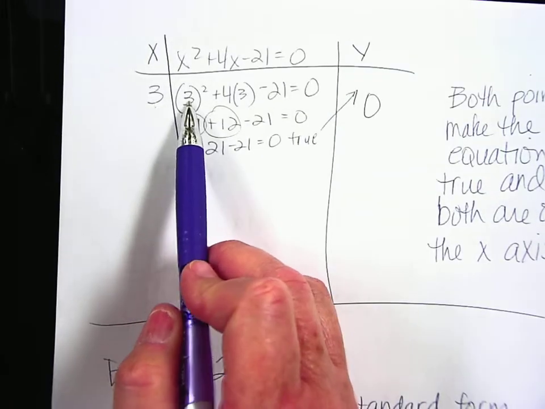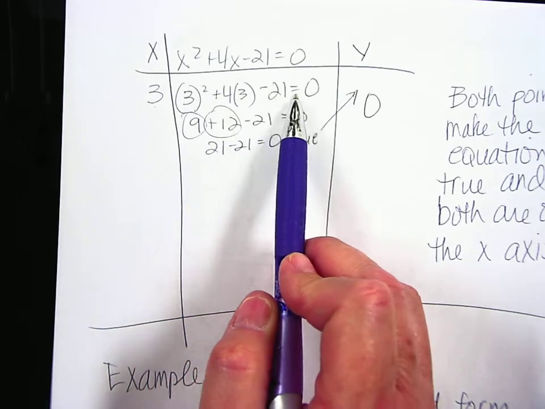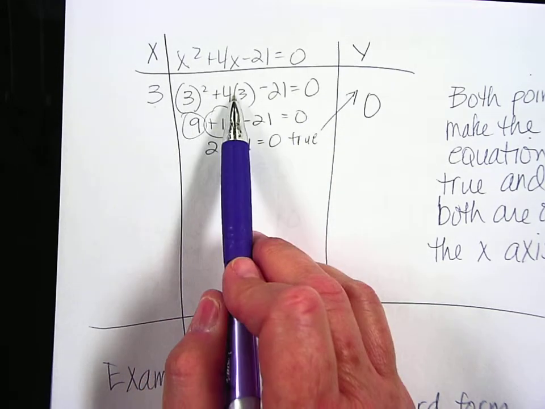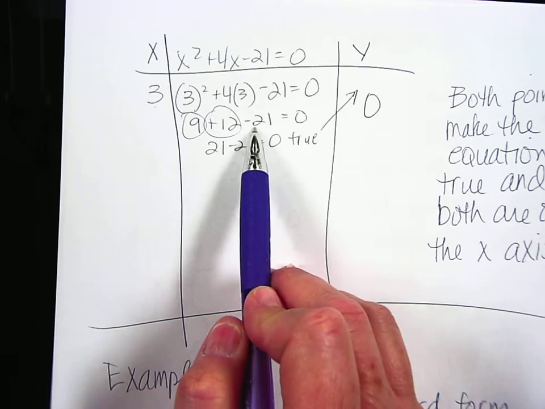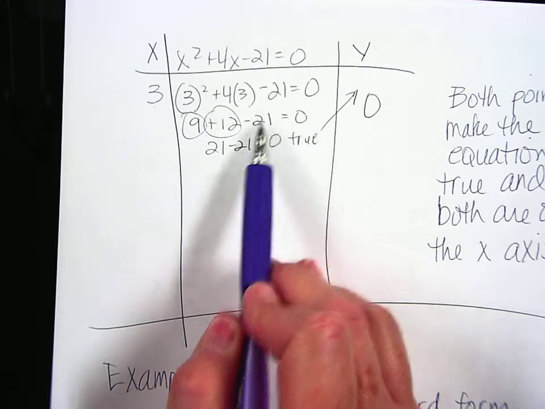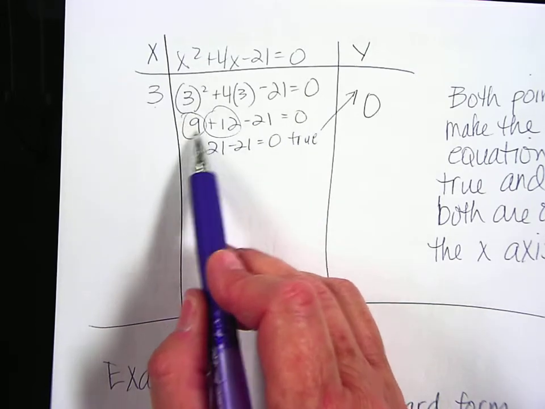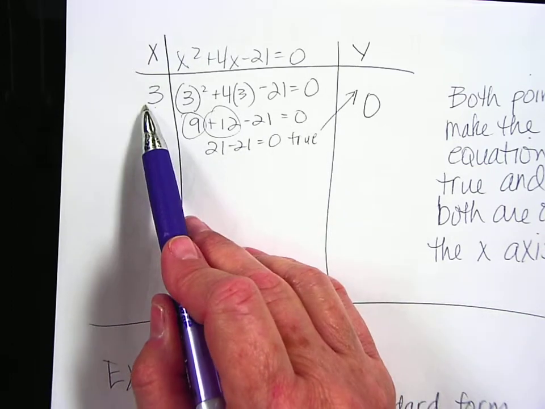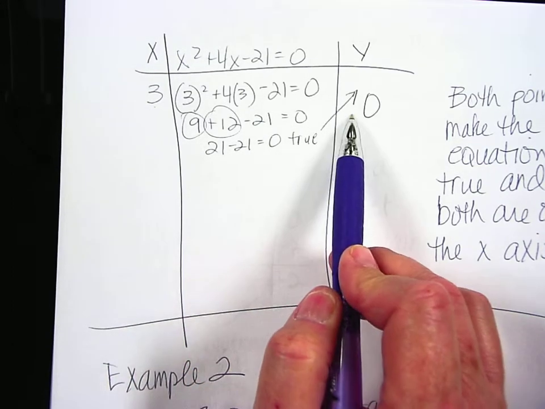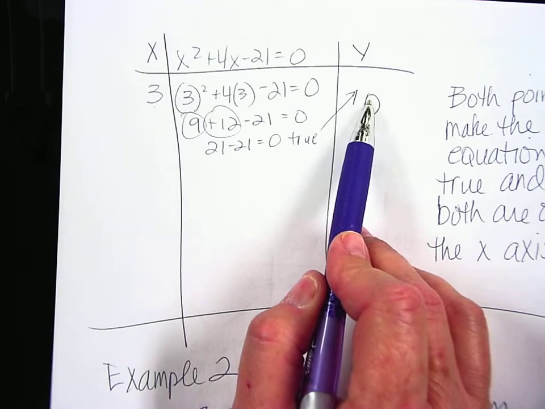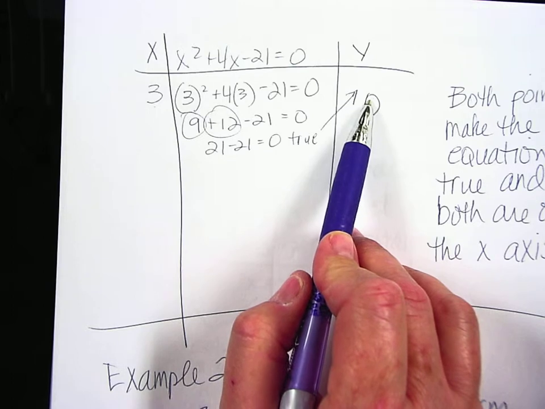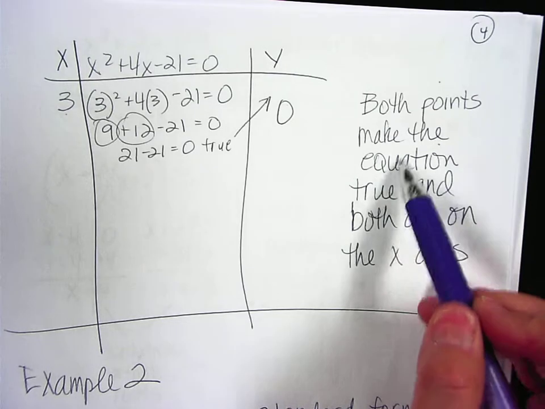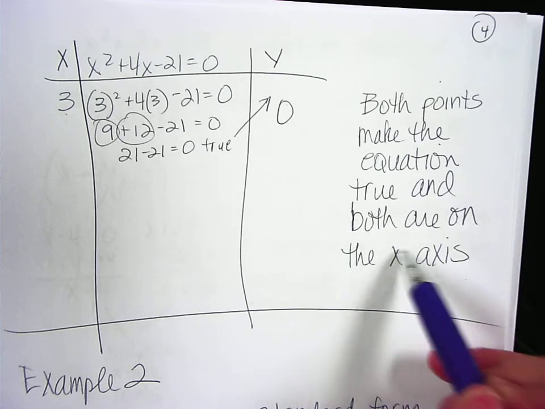And if we do the same thing with the value x equals 3, 3 squared plus 4 times 3 minus 21 equals 0. 3 squared is 9. 4 times 3 is, I'm sorry, 12. Bring down your negative 21. Combine your positives: 21 minus 21 equals 0. When x is 3, y is 0. True. This 3, comma 0 is an x-intercept. We found our two x-intercepts and we just verified both of them. Both points make the equation true and both are on the x-axis.